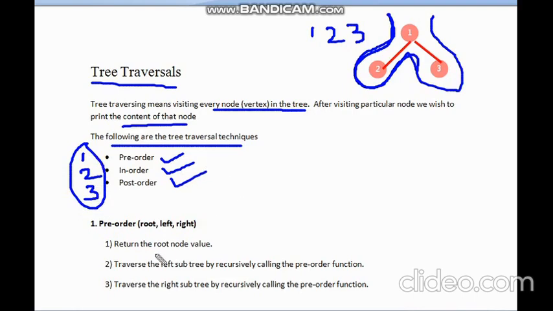So first pre-order. Here the name itself is very clear. In pre-order your root element is first, in in-order your root element is middle, and in post-order your root element is last. So in pre-order, root follows left subtree, follows right subtree, and these are the 3 steps for pre-order. Return the root node value first, then traverse left subtree and traverse right subtree. That's why I have written shortcuts over here: root, left subtree, right subtree.